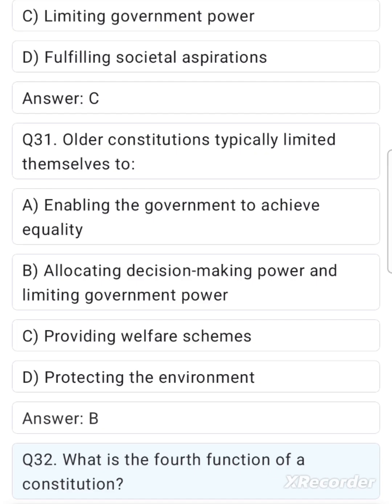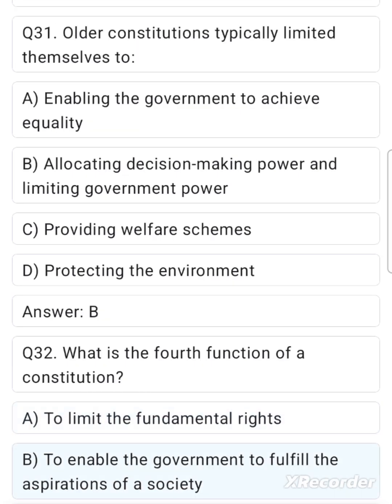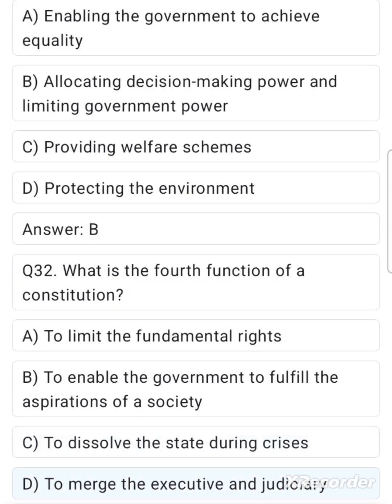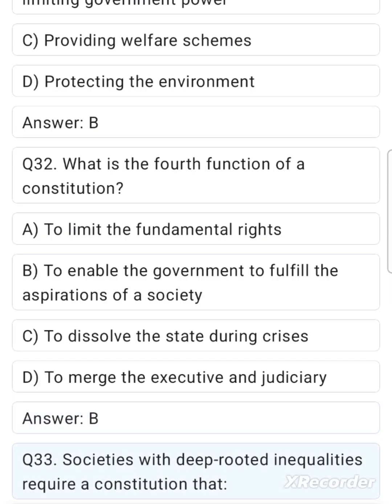Q32. What is the fourth function of a constitution? A. To limit the fundamental rights. B. To enable the government to fulfill the aspirations of a society. C. To dissolve the state during crises. D. To merge the executive and judiciary. Answer. B.